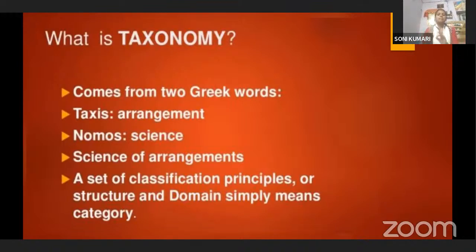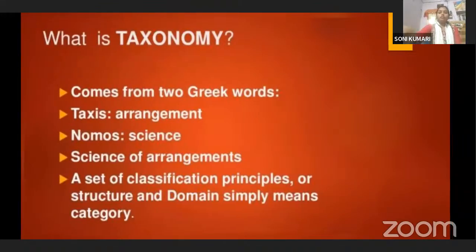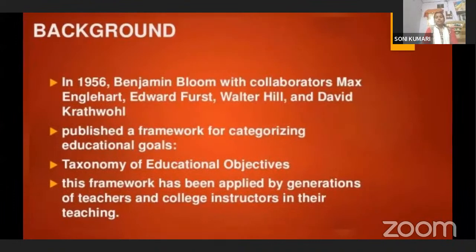Taxonomy, in simple words, is the arrangement of things. Now, I have a second slide about Bloom's taxonomy.